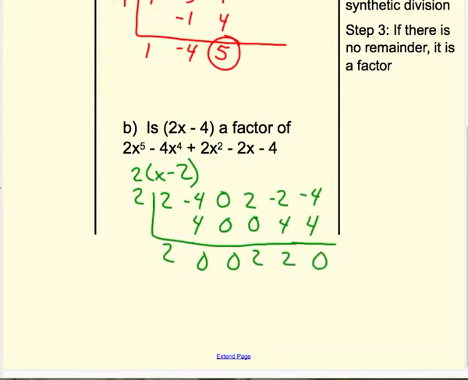And this time when we did our synthetic division, the remainder is 0, which means x minus 2, or 2x minus 4, does go into that polynomial evenly. So yes, it is a factor.